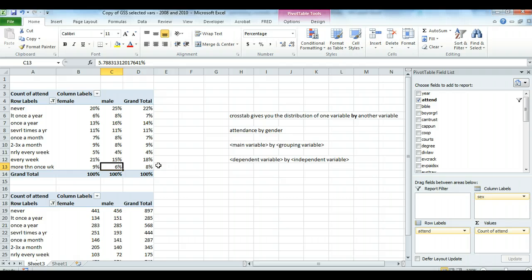Now it does look like, from looking at this table, that women are more likely to go to services. You have 21% of women went every week versus only 15% of men. 9% of women went more than once a week versus only 6% of men. And this is consistent with what we find at the bottom here, where people who never go, about 1 in 4 men never go versus 1 in 5 women who never go. So it does look like there's a difference. It looks like women are more likely to go to services.